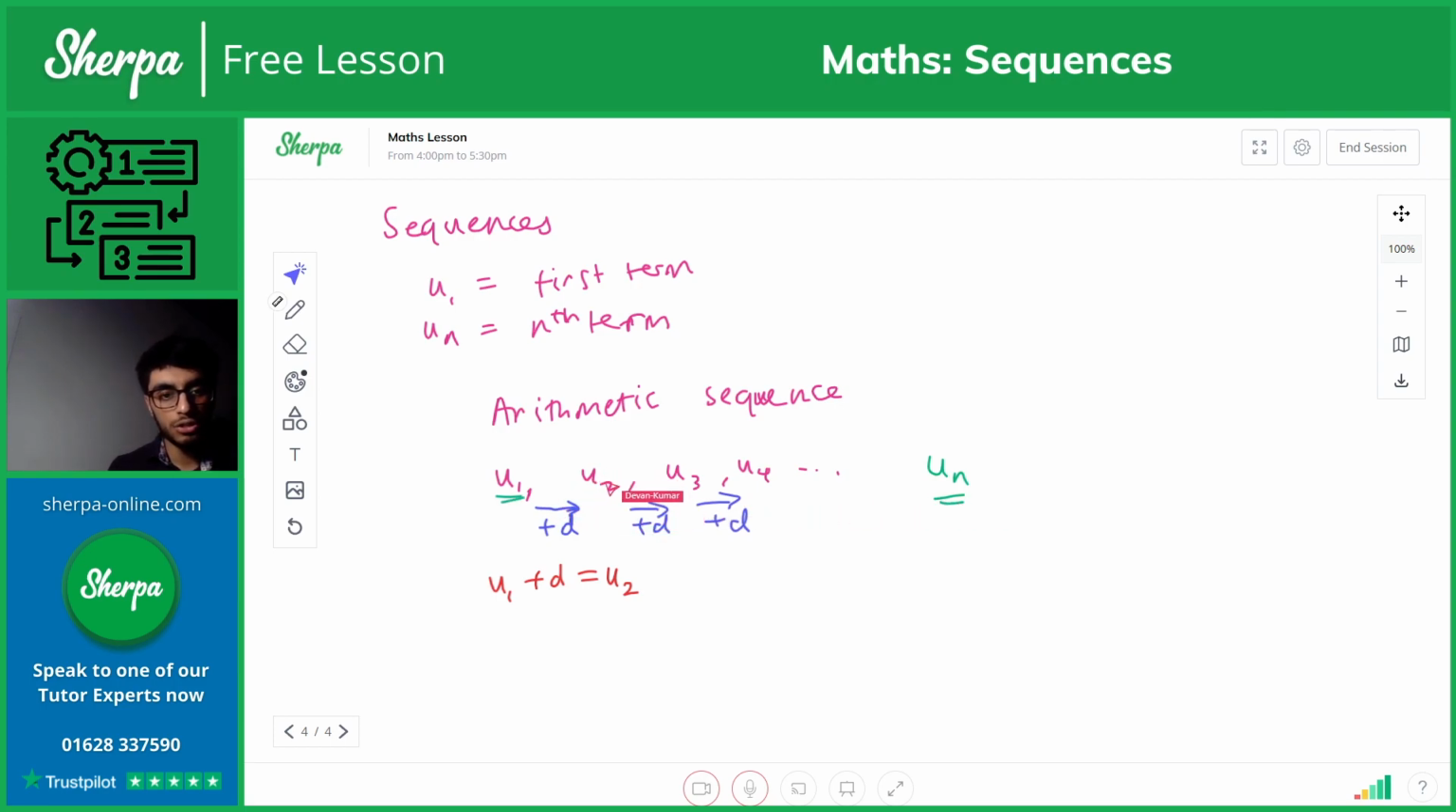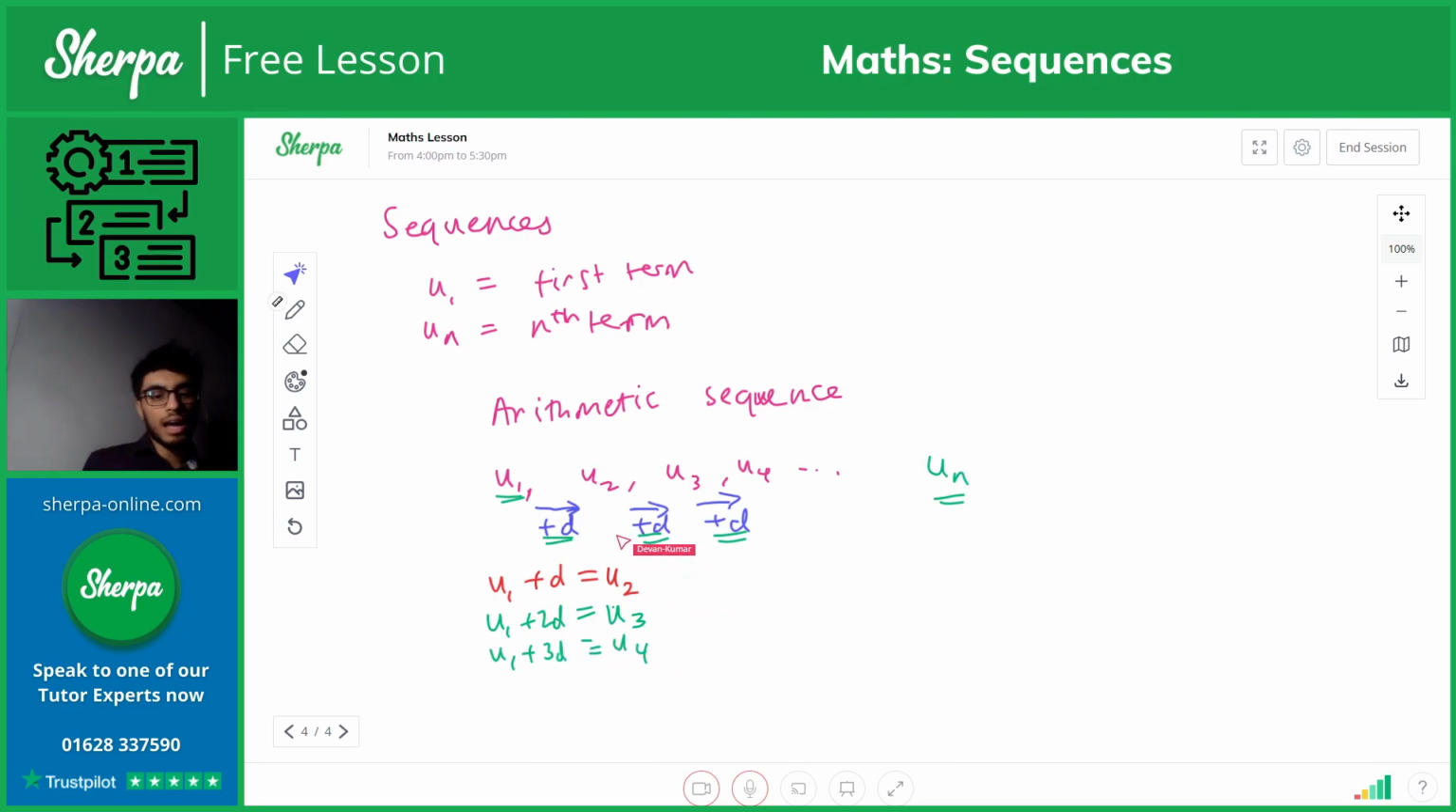If it's U2, it's U1 plus d. If it's U3, it's going to be U1 plus d and then plus d again. So it's U1 plus 2d, because we're doing plus d and then plus d again to go from U1 to U3. And if we want to go to U4, we've got to add d again. So it'd be U1 plus 3d equals U4.